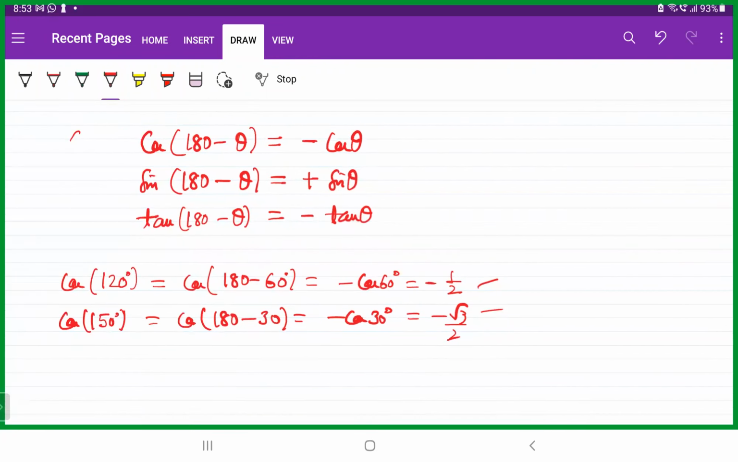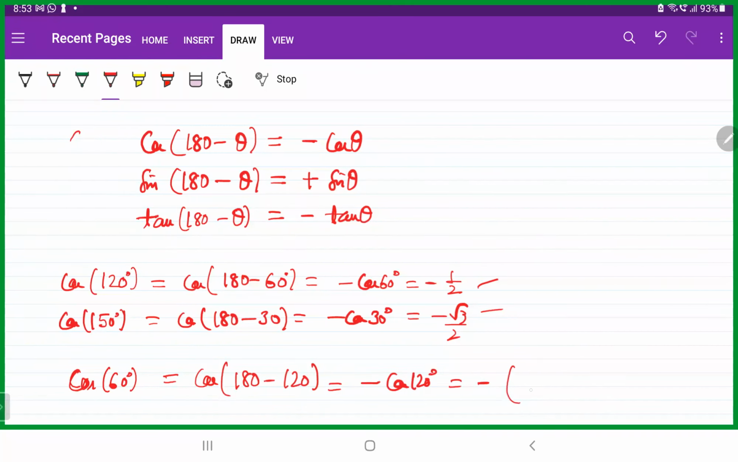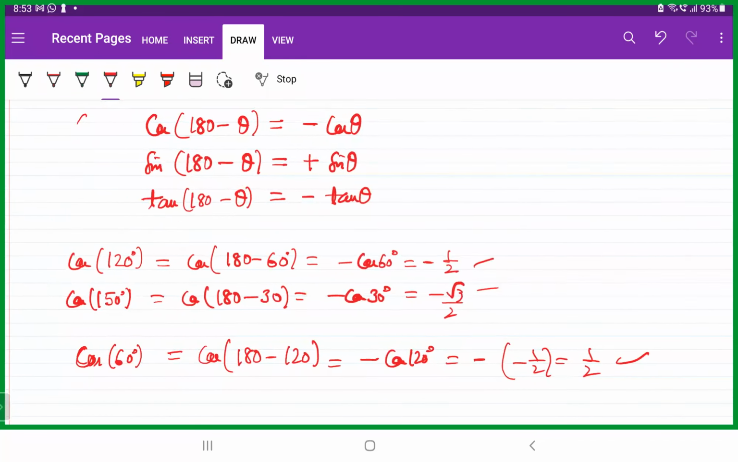Suppose someone says, no sir, I want to apply this formula for cos 60. Suppose the student is quite insistent. No problem. Can we write it like this? 180 minus 120, so minus cos 120. Cos 120, how much is it? Minus half. Minus minus will be how much? Plus half.